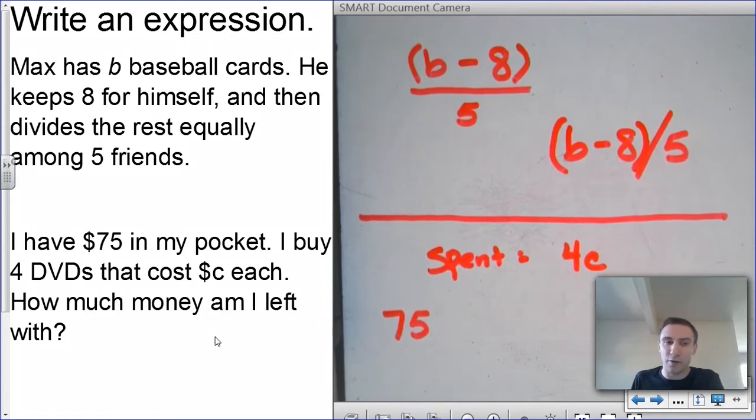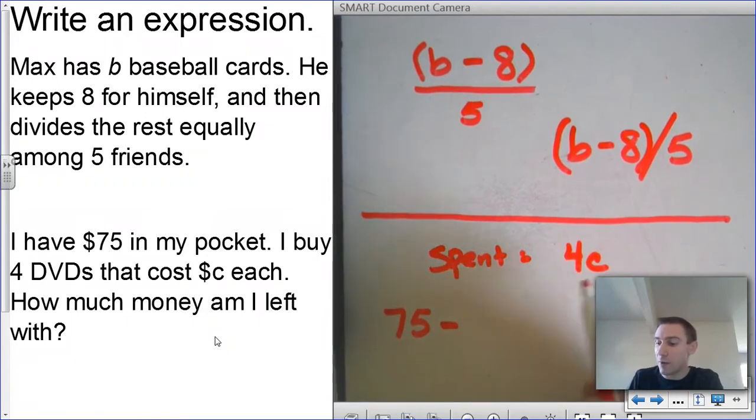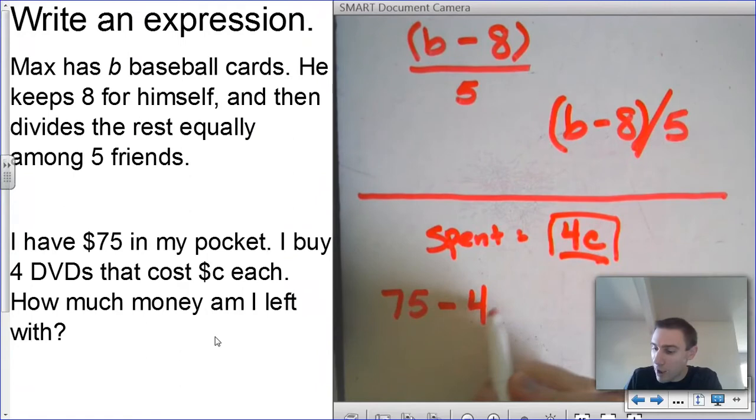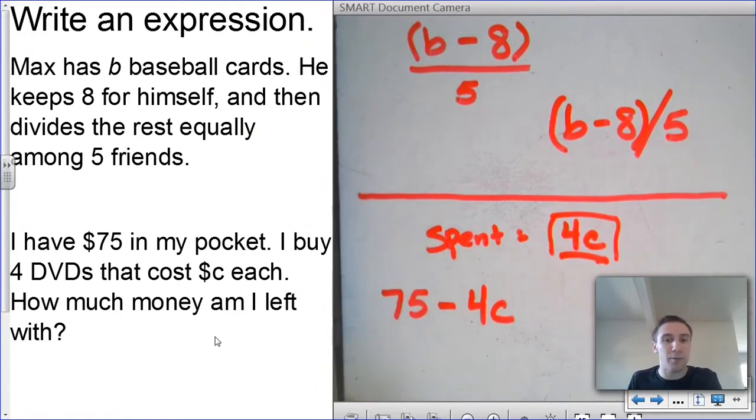So in order to figure out how much is left over, I'm going to have to subtract the money that I spent. Okay? So I spent 4C dollars. Therefore, I have 75 minus 4C dollars left over.